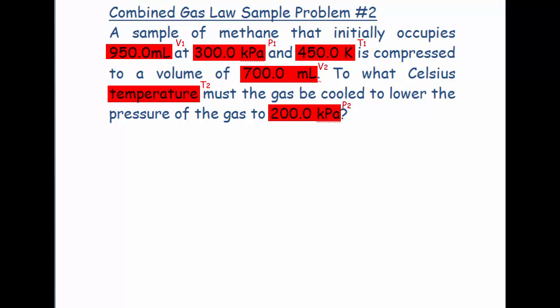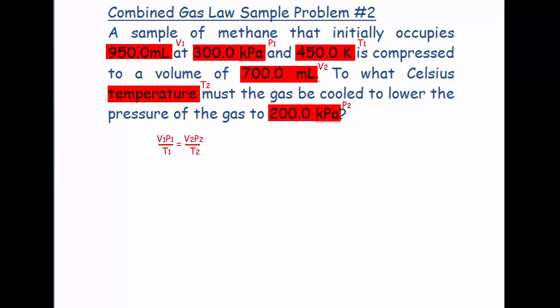Once again, the standard form of the combined gas law is V1 P1 over T1 equals V2 P2 over T2. What we need to do now is to rearrange this equation so that we can solve for T2. In order to do that, T2 must be in the numerator and it must be isolated on one side of the equation.